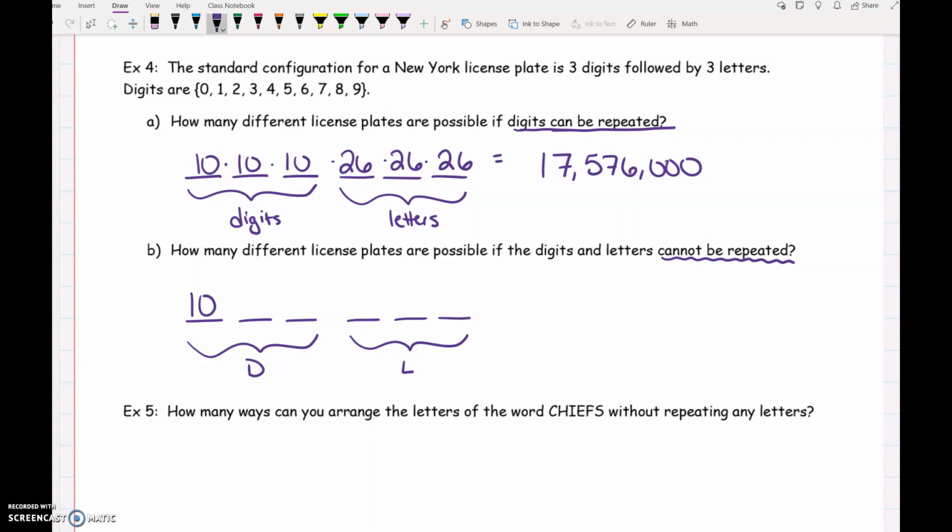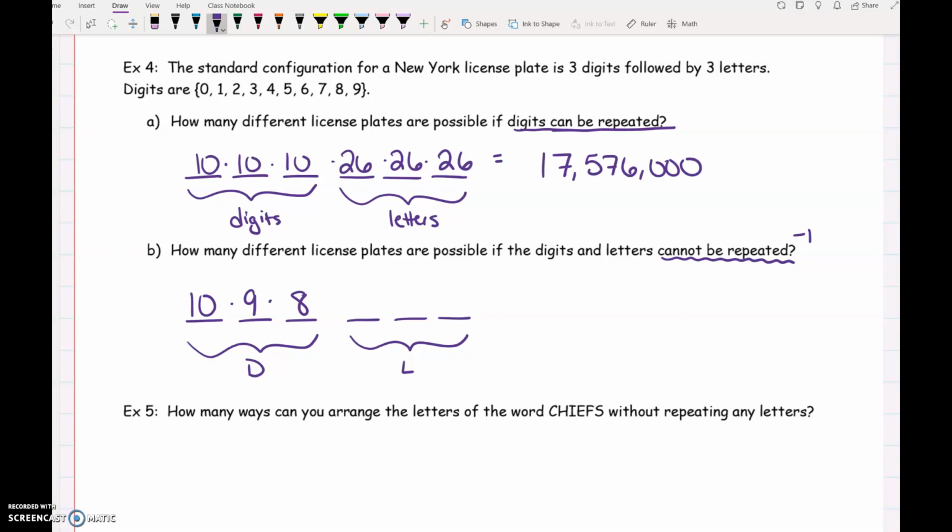But then we're going to pick one of those numbers and set that down on the table. How many cards do I have left in my hand to choose from for the second blank? Now there's only 9 possible digits because we've used one of them. And then for the third digit, we've used 2 of the digits, so now there's only 8 digits left to choose from. So when we say cannot be repeated, we are going to have to subtract 1 from each successive blank to show that we have selected one of those digits and used it, and now there are fewer choices to choose from.